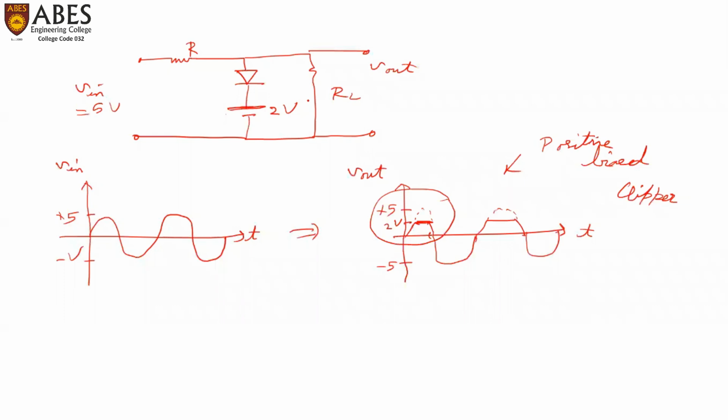Similarly, we can analyze another case. If we connect the battery in reverse manner, what will happen and which portion will it cut? In that case, it will not be the positive bias clipper, but instead it will become a negative bias clipper. That is why we are not discussing that portion in this lecture. We may discuss it in the next lecture.